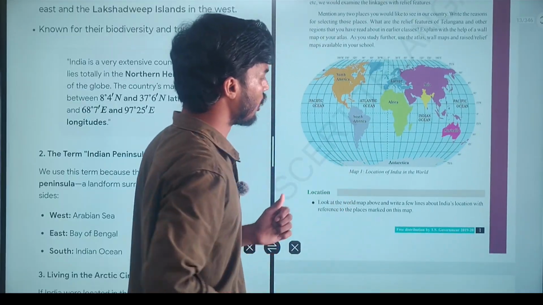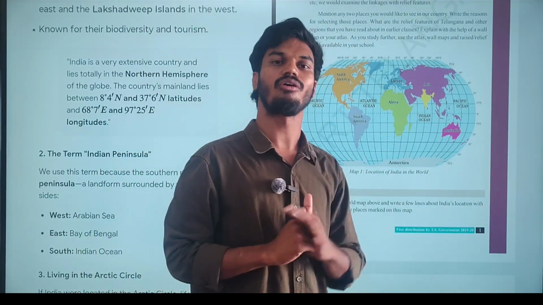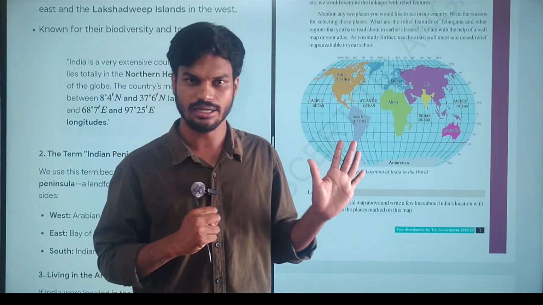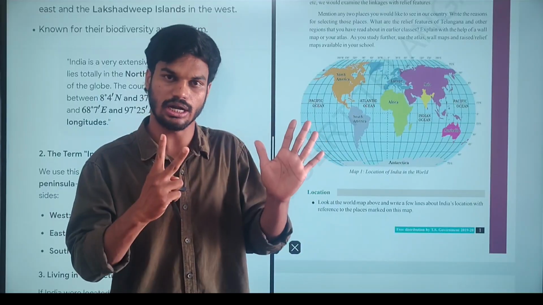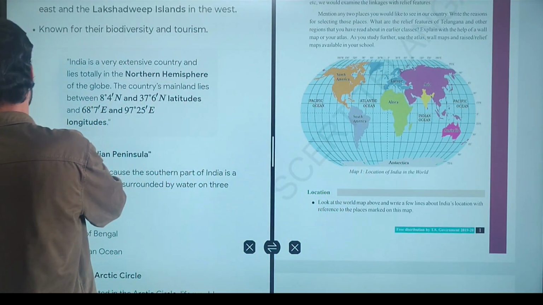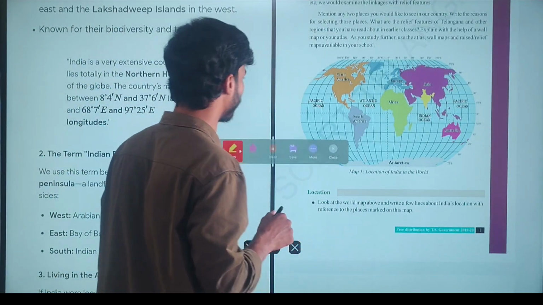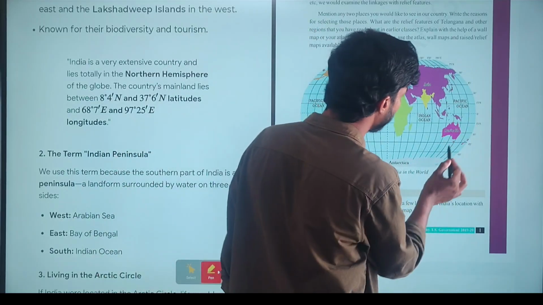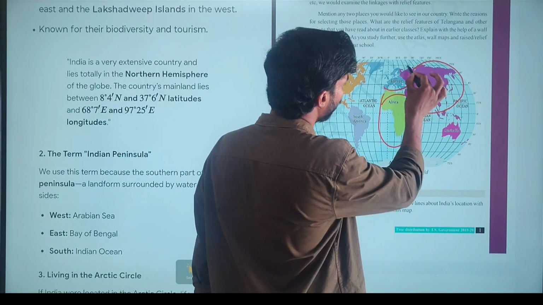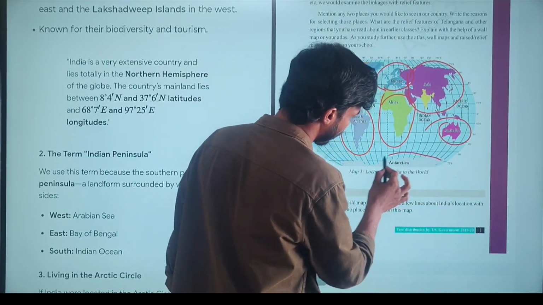So here is given the location of India on the world map. Everyone knows that it is our world map. Our world map is classified into 7 continents and 5 oceans. Everyone knows this, right? From childhood we are learning 7 continents and 5 oceans. The 7 continents are Asia, Africa, Europe, North America, South America, Australia and Antarctica. Okay, I'll show you the locations. It is the Asian continent, it is Africa, it is Europe, North America, South America, Australia and Antarctica.